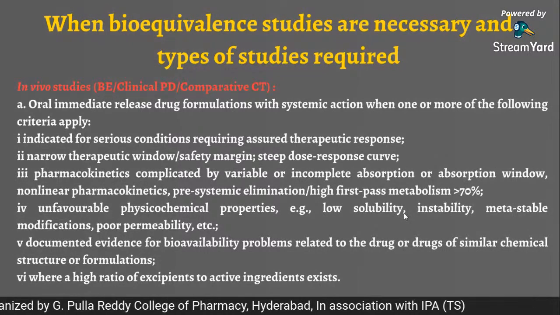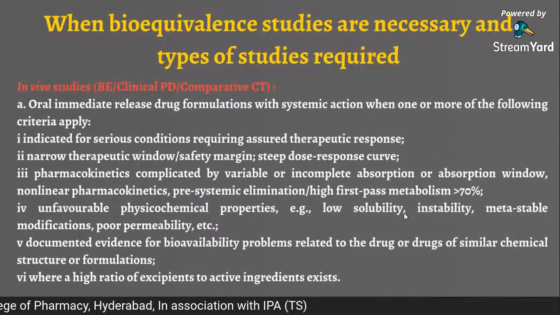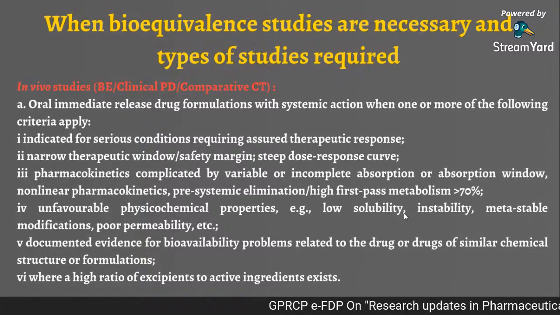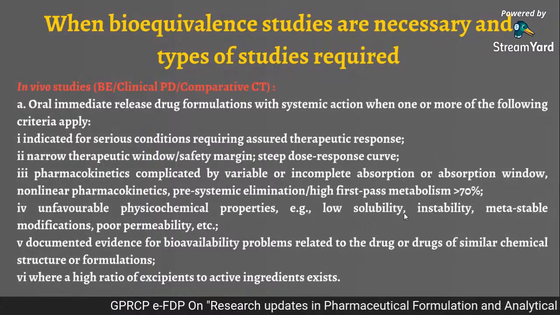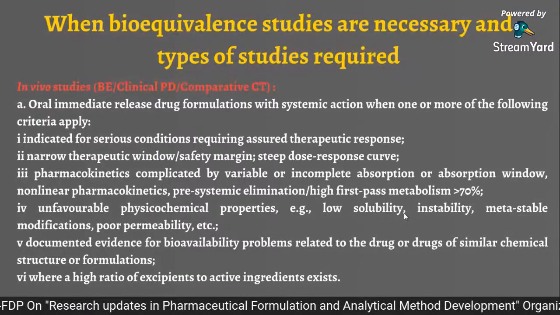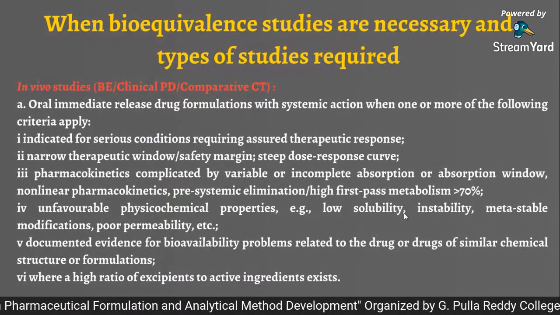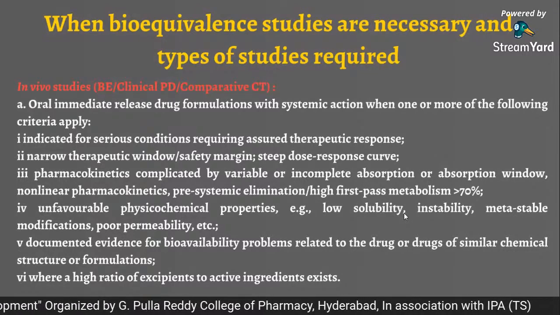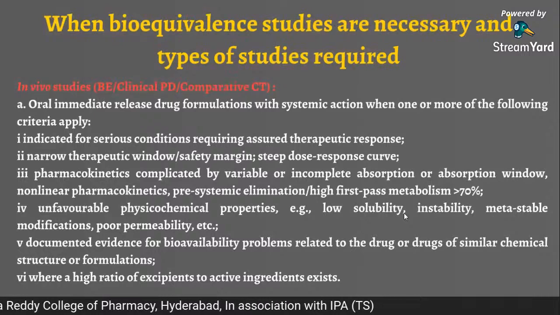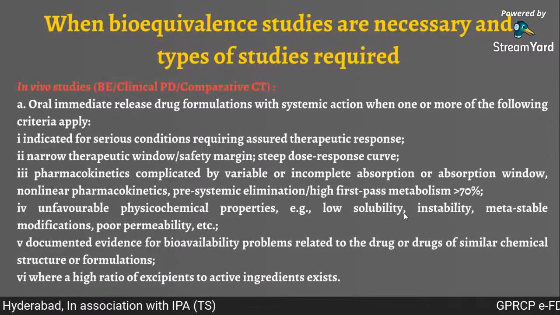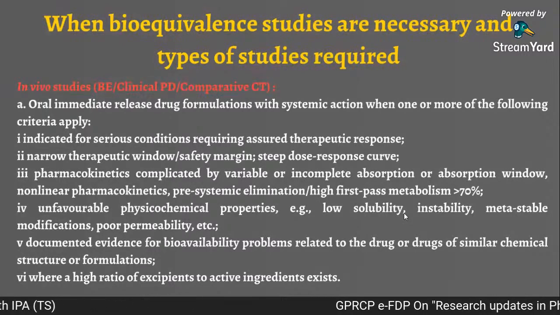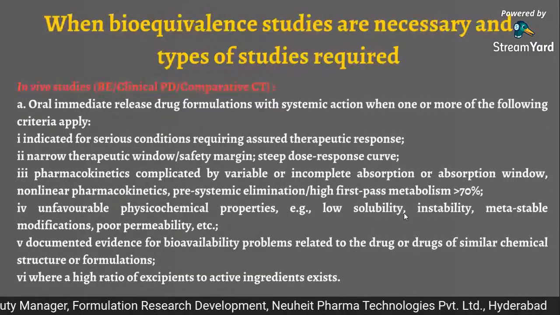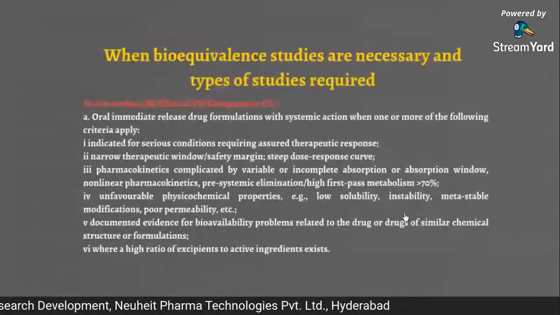And if there is any documented evidence that a bioavailability problem is there, that may be related to the drug, may be related to the similar chemical structure or formulations, in that case also bioavailability in vivo testing is required. And where there is a high ratio of excipients to the active ingredient, API to excipient ratio, if it is very high, that means drug is very low, excipient quantity is very high. So even if you have proven that you are chemically equivalent, but the excipient quantity is more, how these excipients are going to impact the in vivo performance, we don't know. That's why in vivo testing is required.